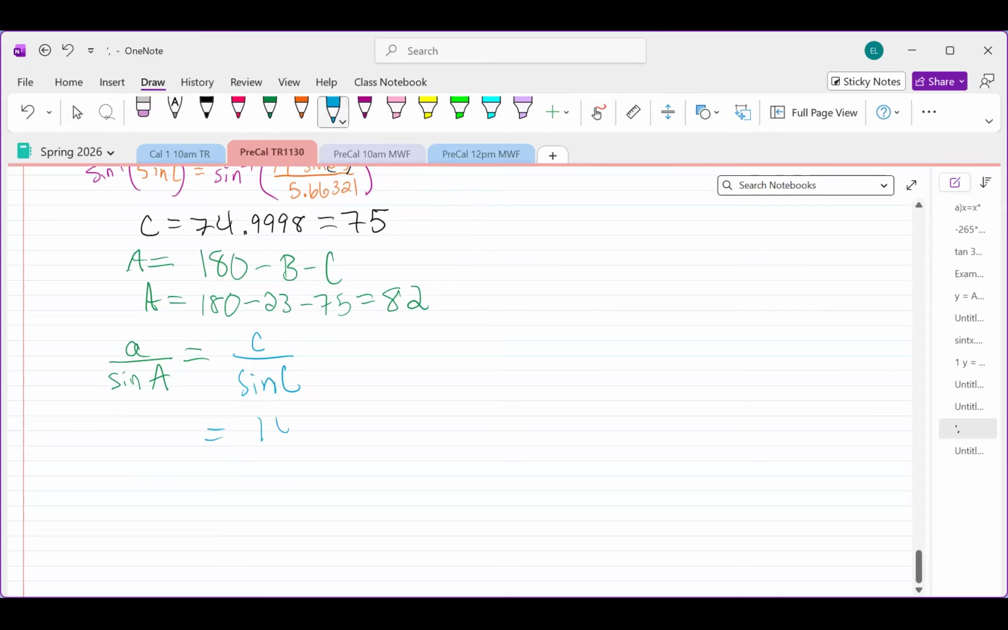So side C was 14. Angle C was 75 there. And then angle A was 82. So I'm going to multiply by the sine of 82. Then we're going to put the parentheses I'll see in my calculation.